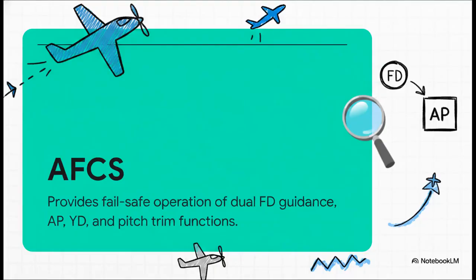Think of the AFCS as the fail-safe brain of the Q400. The really crucial point here is that it's not just one single component, right? It's actually a whole collection of critical, interconnected functions that command everything from your lateral guidance down to automatic pitch trim. It uses dual flight directors for that all-important redundancy, linking your intentions directly to a single autopilot and a single yaw damper to actually move the flight controls.